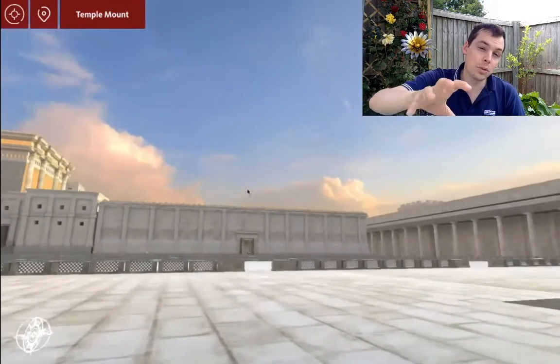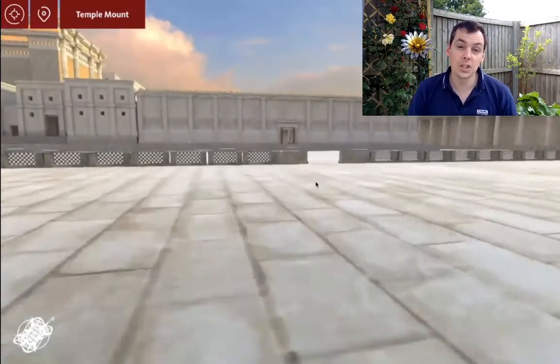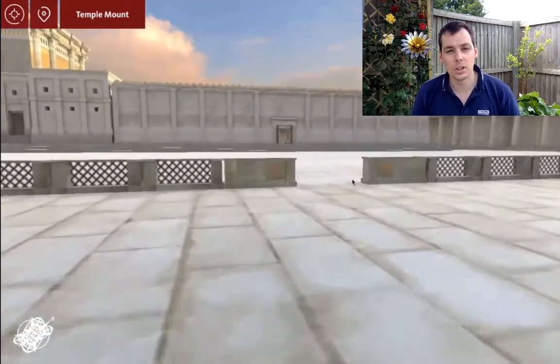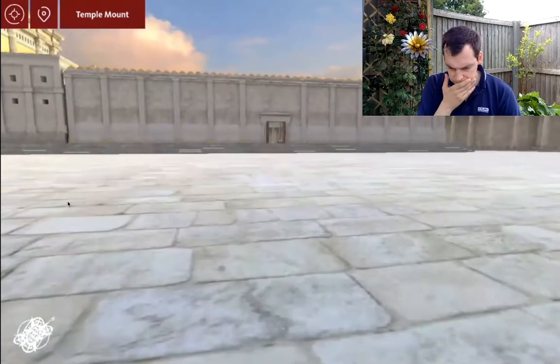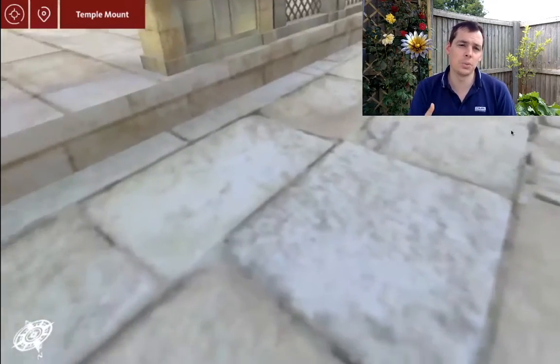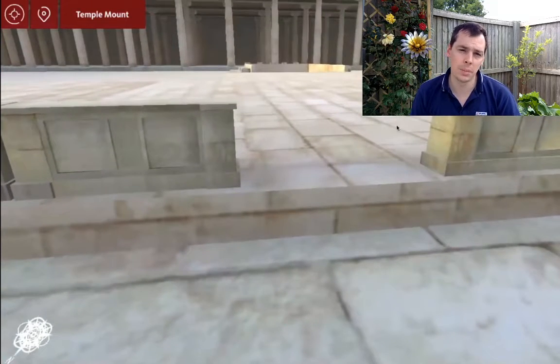This place was almost a market at that point. So people would have been selling doves and cattle for people to be able to sacrifice. And the money changers would be there as well, where you change the Roman money to the Jewish money that you could spend in the temple.